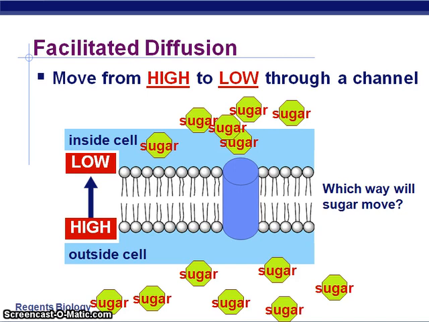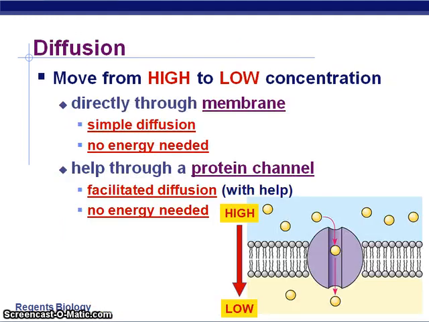Facilitated diffusion is moving from a high to low concentration. It's still diffusion, but you're actually going to go through a channel. So we're using those protein channels. So now things like sugar can still do the high to low thing, but they just need a little extra help. It's like having someone carry them across the membrane.